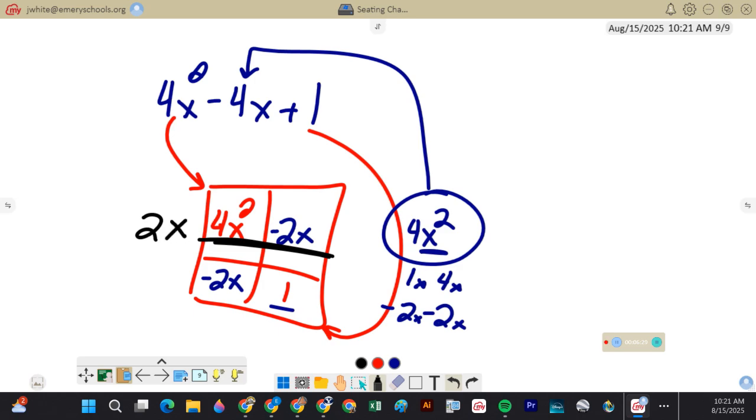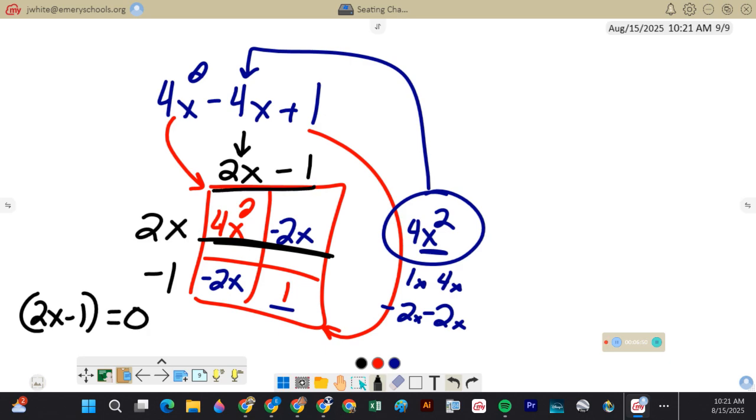A 2 and an x, right? So I take a 2 and an x out of the top row, and I'm left with 2x minus 1, and then I take a 2x out of this row, and I get 2x minus 1. So 2x minus 1 equals 0, and then the other one is also 2x minus 1 equals 0. So we add 1, 2x equals positive 1, divide by 2, x is 1/2.